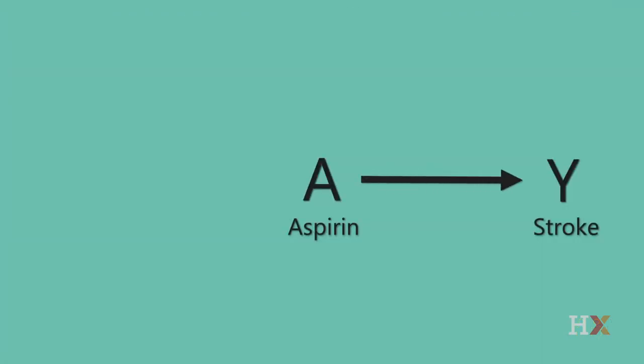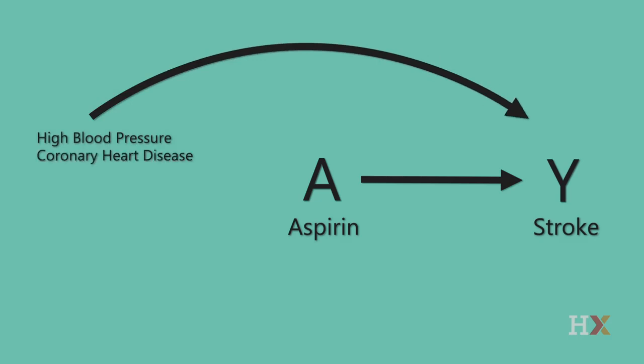The question is, do we need to add any more variables other than A and Y to the graph to make it a causal graph? For example, you may be wondering about all these variables that are causes of Y, all the causes of a stroke that we know, like high blood pressure or coronary heart disease, diet, genes, and many, many others. Shouldn't we add these variables to the graph? Well, let me ask you something. Do any of these variables affect assignment to aspirin?